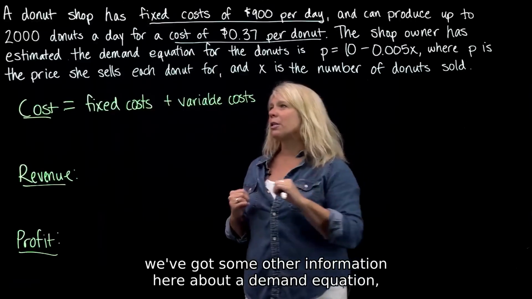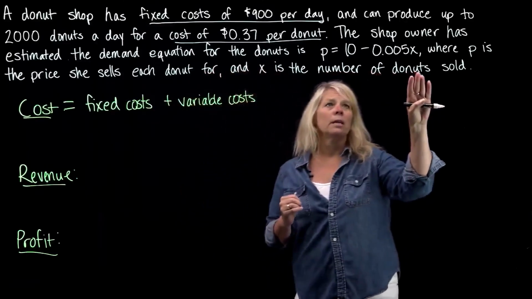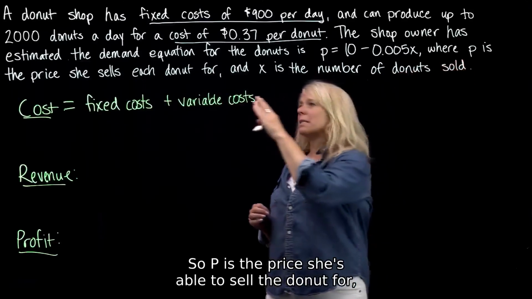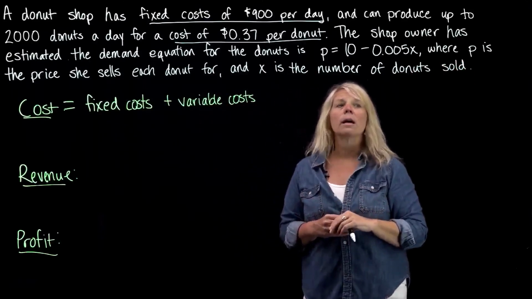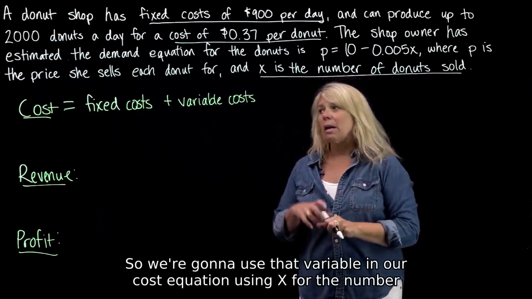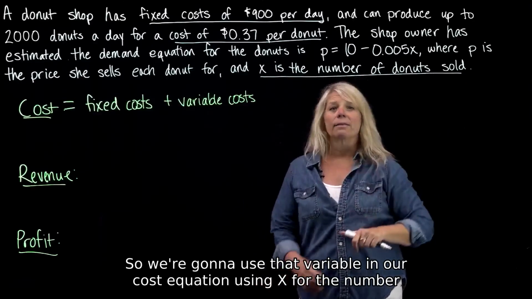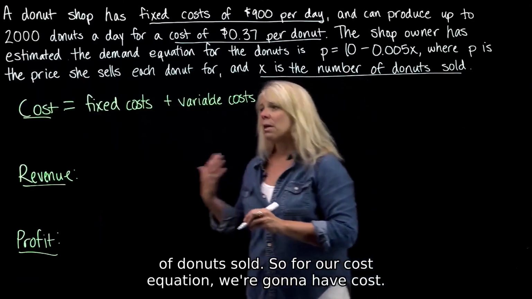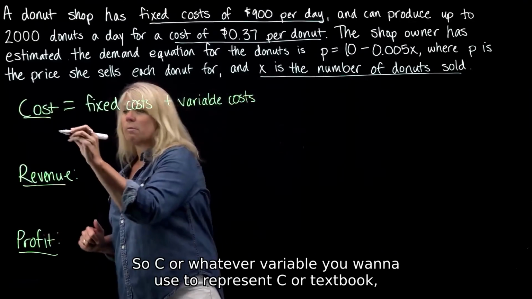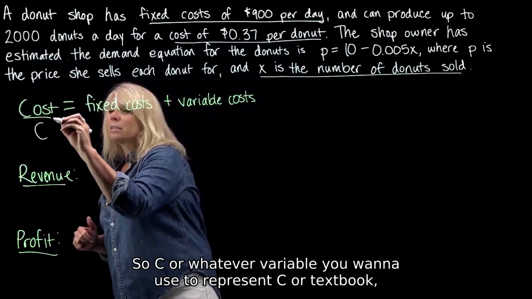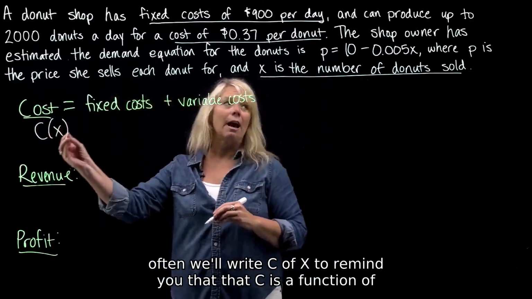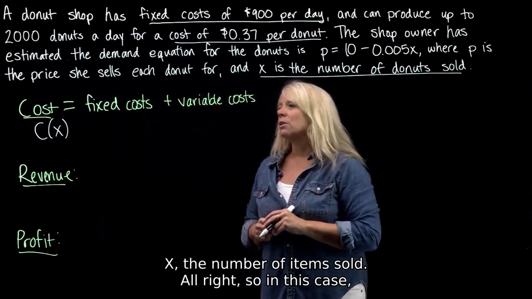We've got some other information here about a demand equation. And it tells us after that what the variables in that equation represent. So P is the price she's able to sell the donut for, and X is the number of donuts sold. So we're going to use that variable in our cost equation using X for the number of donuts sold. So for our cost equation, we're going to have cost, so C, or whatever variable you want to use, or our textbook often will write C of X to remind you that C is a function of X, the number of items sold.